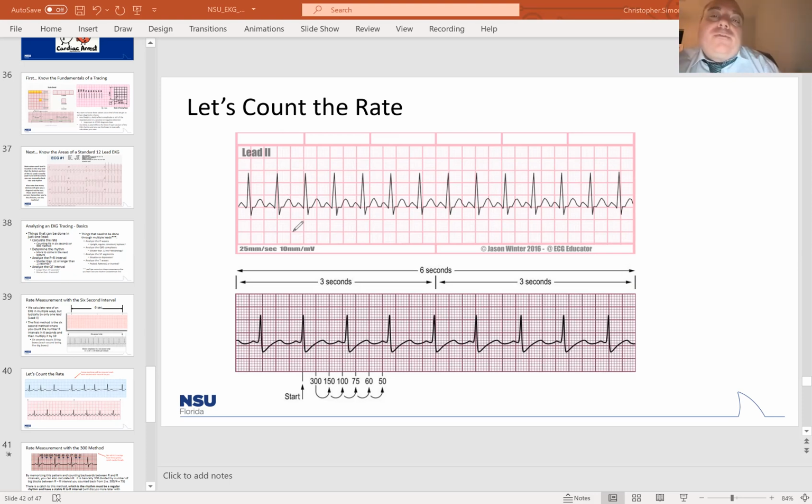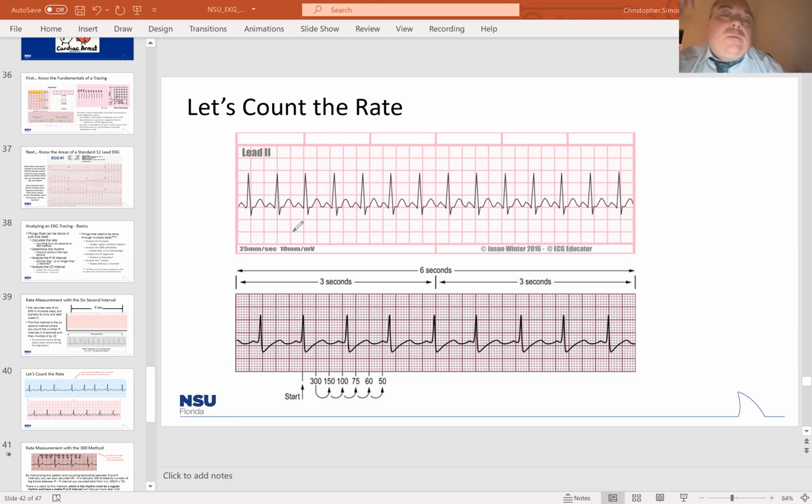You shouldn't need a calculator for that, but that gives you the exact heart rate. It's not estimated, it's exact. Okay, so that's pretty cool. In this case, 1500 divided by 10 is 150. So the exact heart rate of this particular rhythm is 150.